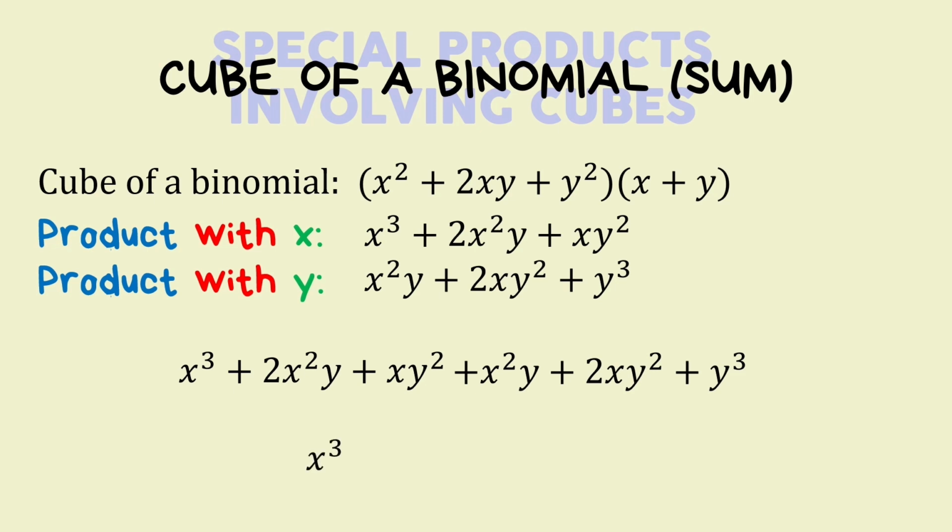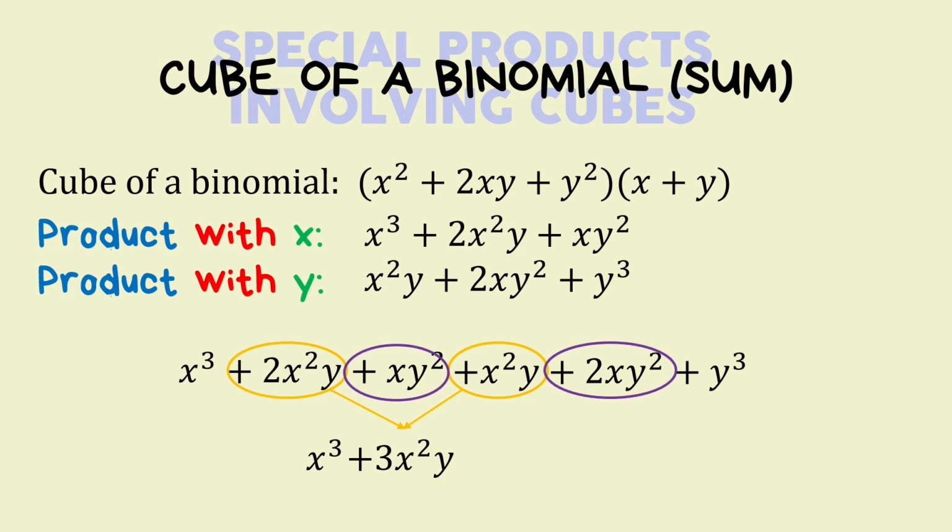If you observe carefully, x cubed can no longer be simplified, so we just have to copy that. However, for the second term, we have 2x squared y, which is similar to x squared y. Remember that x squared y has an invisible coefficient of 1. Therefore, if we add them, we should have 2x squared y plus 1x squared y, which would be equal to 3x squared y.